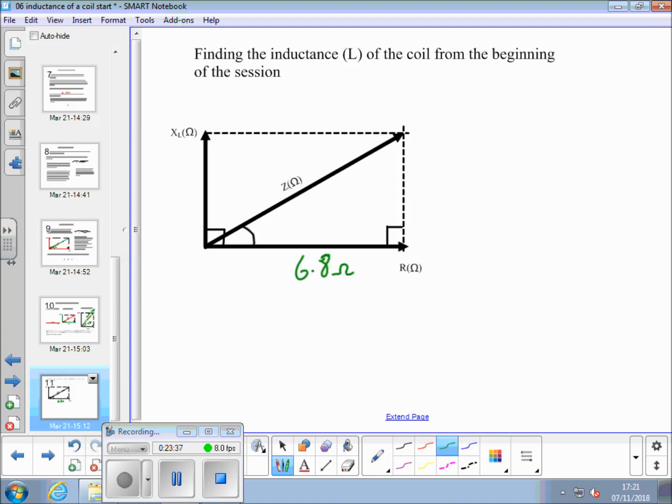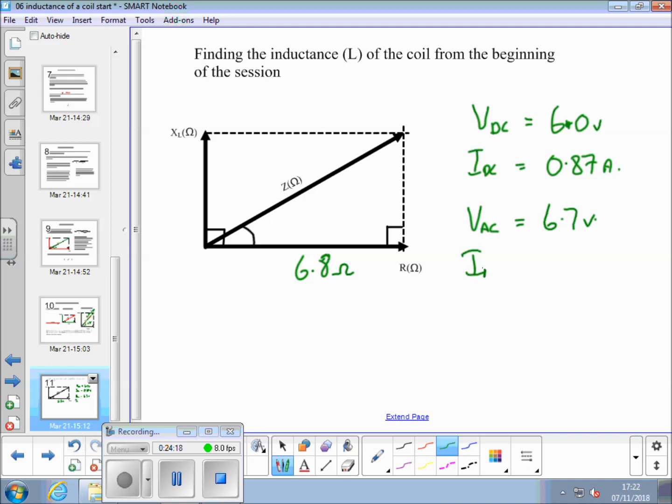Anything else on there that we've got from the practical? What else have we got? What was VDC? 6.0. What was IDC? 0.87. What was VAC? And IAC?